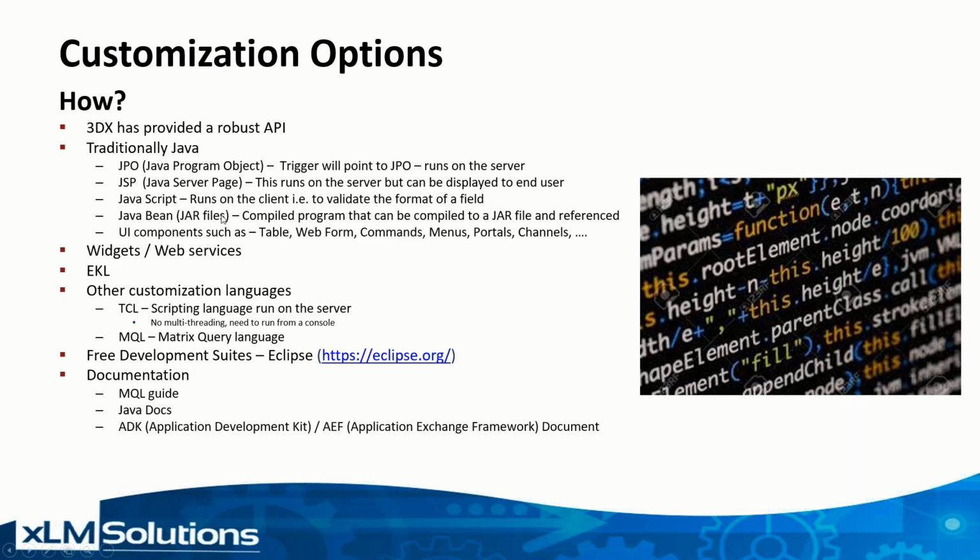A Java bean is like a jar file, which is really just a compiled Java program that has all the information compiled in it and can be referenced. And then finally, outside of programming, within the traditional way to customize the system, there are UI components, where your UI is made up of tables, web forms, commands, menus, portals, channels, etc., which allows you to modify the user interface as well.